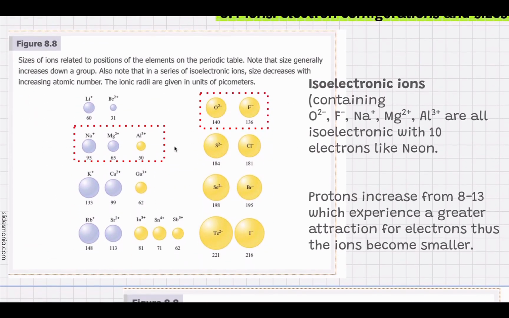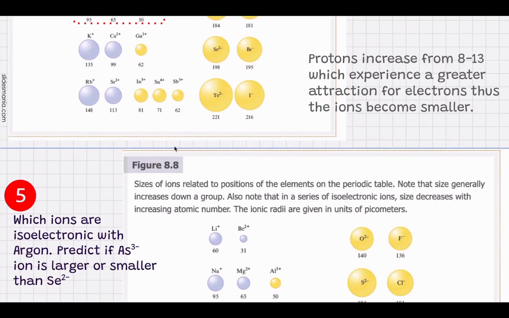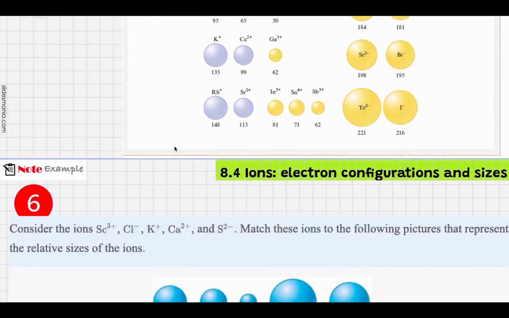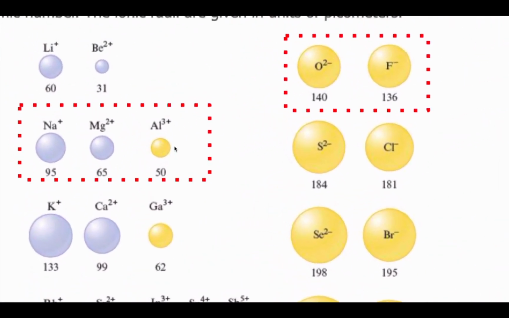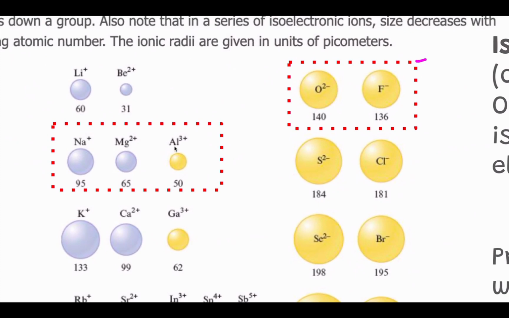So this is showing you when things are isoelectronic to each other. Isoelectronic means that they contain the same electron configurations. So oxygen, if you remember and can think of the periodic table, neon would be here. Oxygen has 8 electrons when it's neutral. It's going to gain 2 and end up with 10 electrons like neon. That's what we mean by isoelectronic. Fluorine has 9 electrons. It'll gain 1 and have 10 electrons and be like neon.